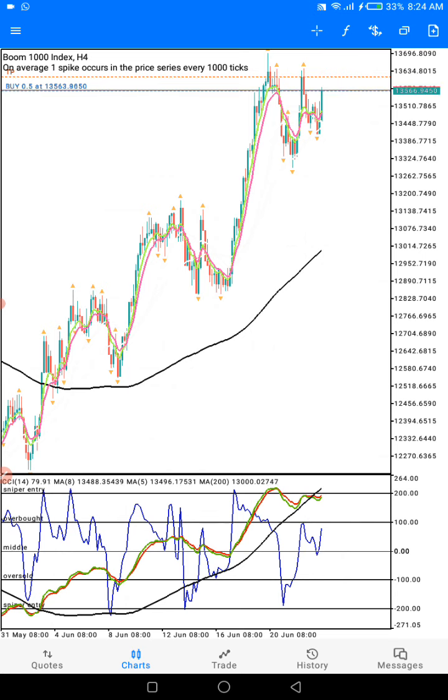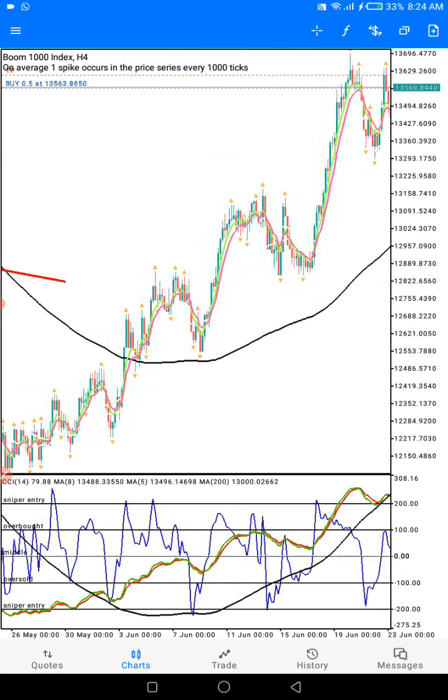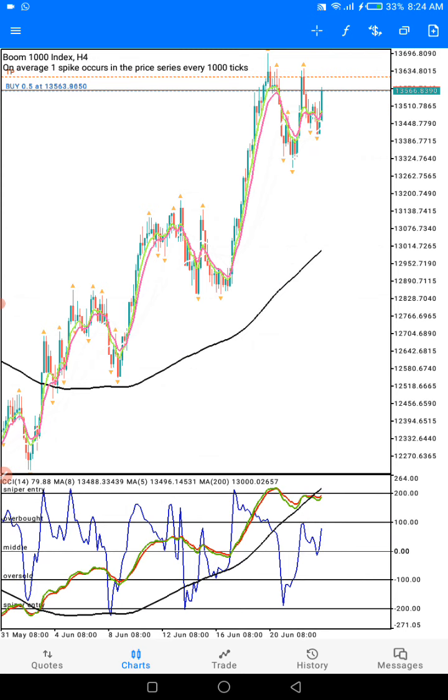If you look at my moving average, the 200 moving average is below the price. And my fast moving averages, my 8 and 5 EMA, are currently below the price as well. So if you want to trade on Boom 1000, please look at the buying option. That is where the market is going to face today. Now we're going to move further to Boom 300 and see what Boom 300 has for us.